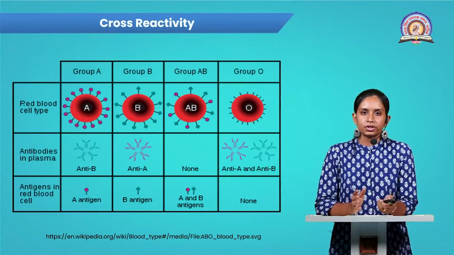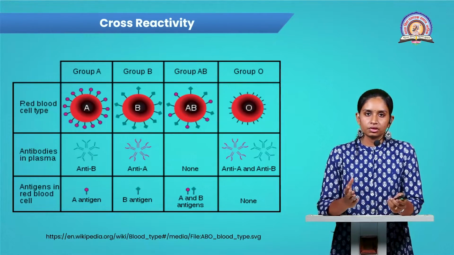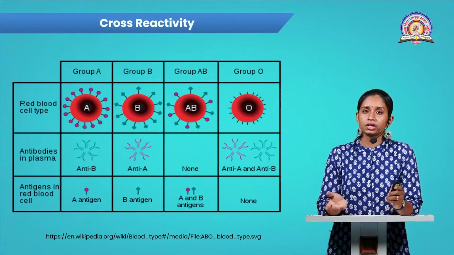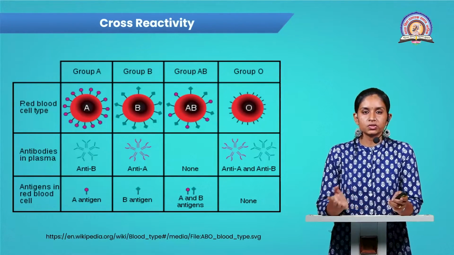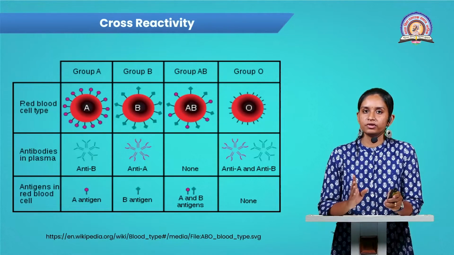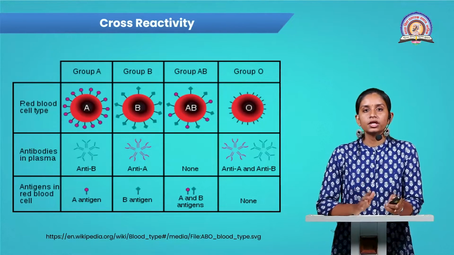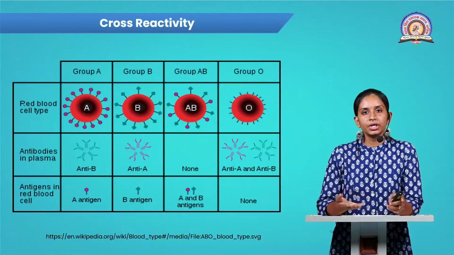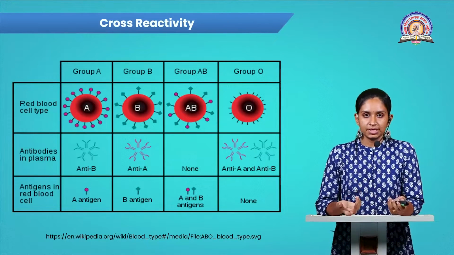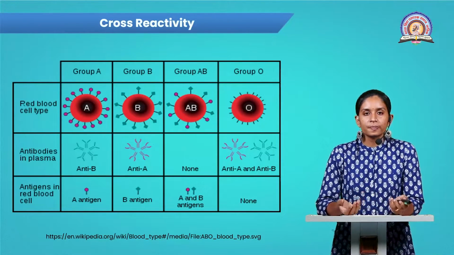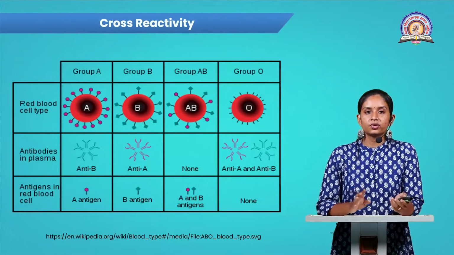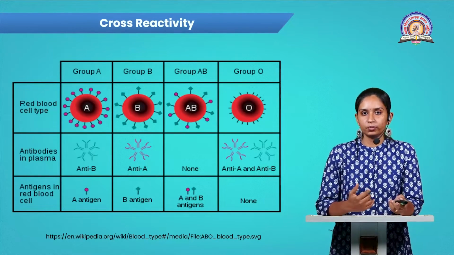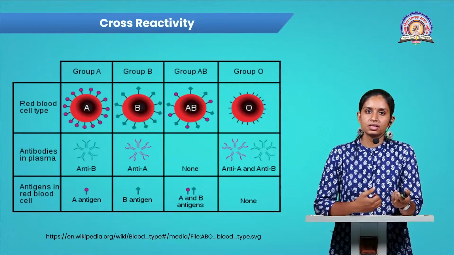Now we will see what happens if you have a specific blood group. For example, if you have A blood group, then A antigen will be present on your RBCs, but anti-B antibodies are going to be present in your serum. So why is this so? The reason for this is the cross reactivity of the antibodies. So now we will see why this happens.